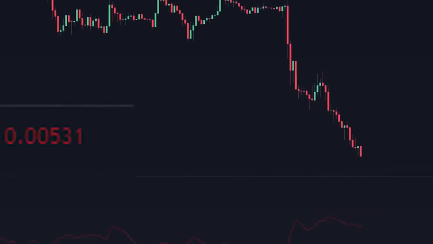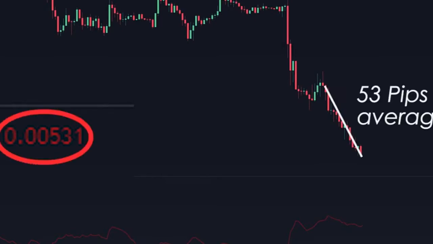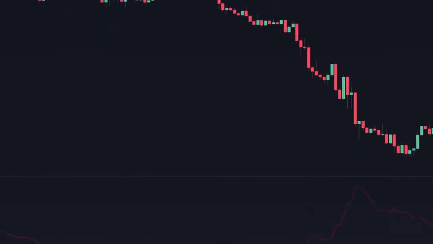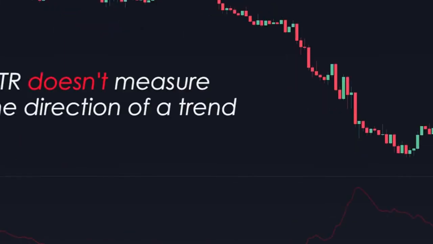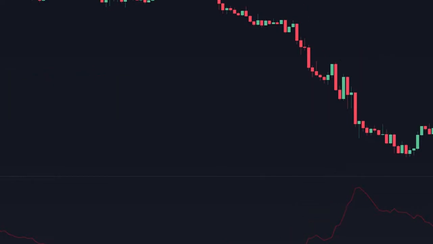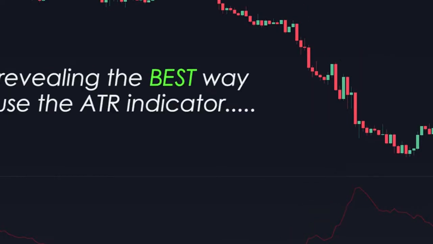So you can see here, this means that in the current market, the average pips of the last 14 candles is 53 pips. So the higher the value, the more volatile the market is, and the lower the value, the less volatile the market is. But disclaimer, the ATR does not measure the direction of a trend. Just because the ATR is heading upwards doesn't mean that the price is uptrending. So now, I'm revealing the best way to use the ATR indicator.